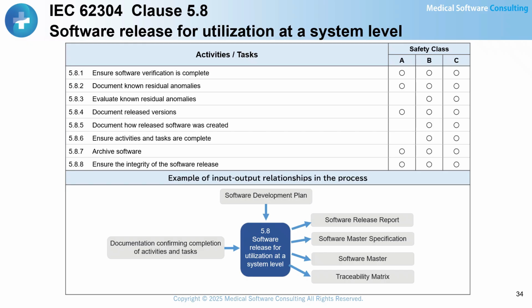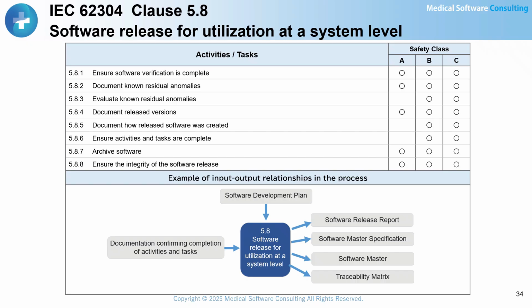A software release does not occur only at the time of shipment of the medical device. There are many situations where a release may be needed, for example, to perform system-level validation, to conduct electrical safety and EMC testing on hardware, or to carry out clinical evaluations. For this reason, IEC 62304 explicitly defines software release for utilization at a system level and specifies the requirements for these situations.